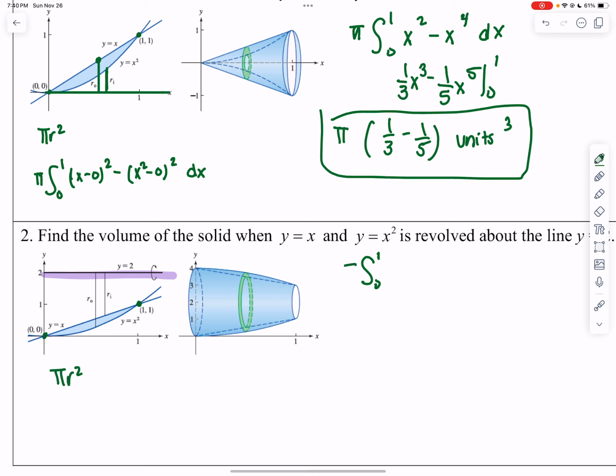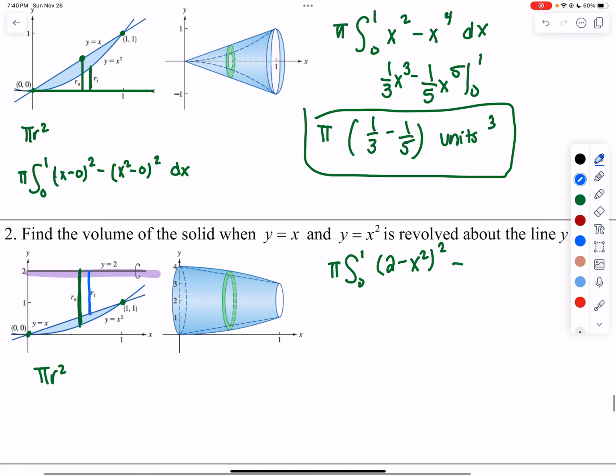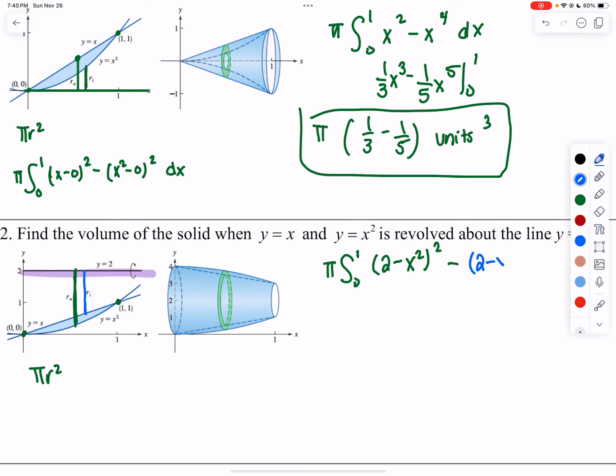But if I were to think about my furthest function, that is going to be x squared now. And since I'm doing top minus bottom, I'm going to have 2 minus x squared minus, okay, and then my closest function. In this case, that's going to be my linear function. So that's going to be 2 minus x squared. Then I have dx.